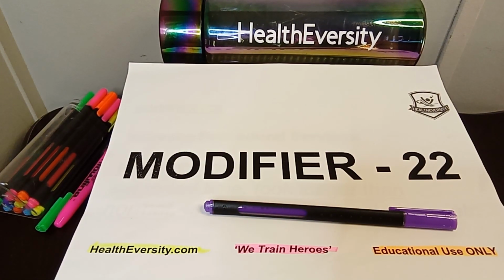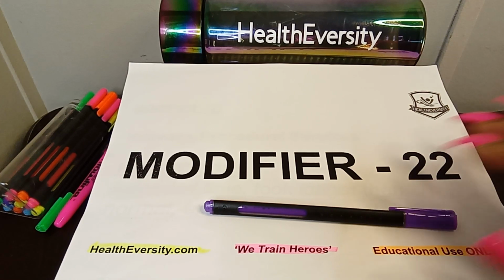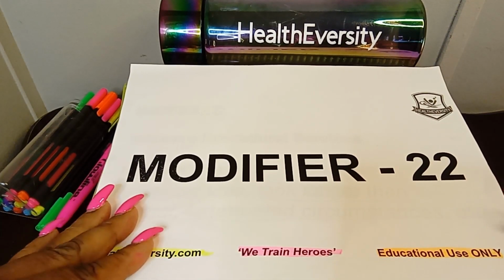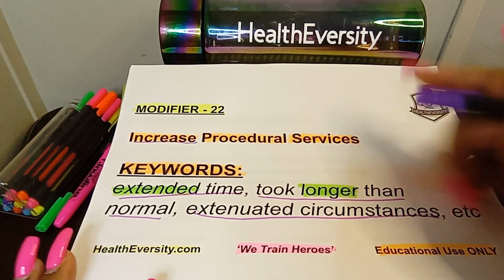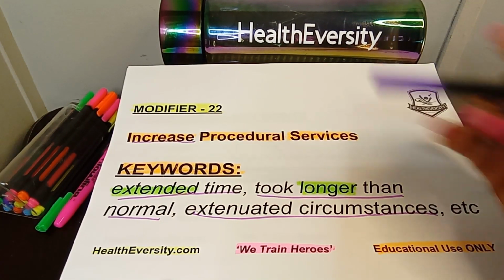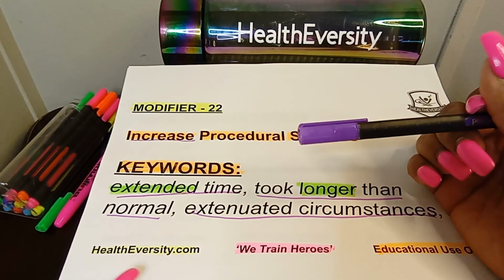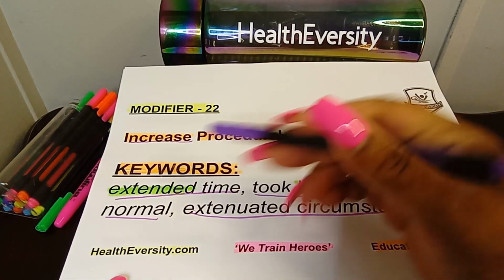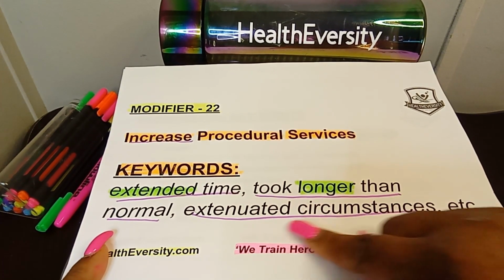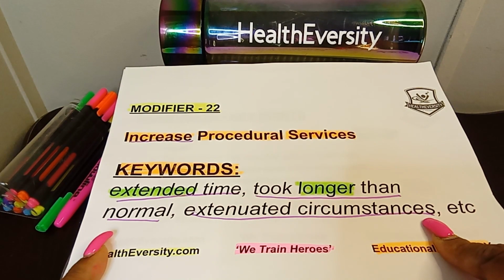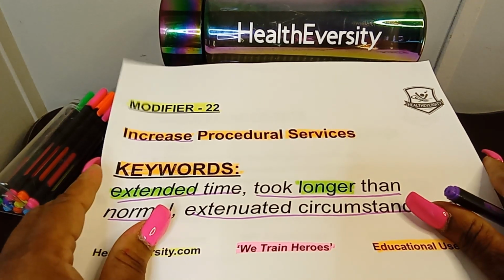Guess what? We are now ready to begin the modifier series with modifier 22. Okay, so let's jump right into it. Modifier 22, increase in procedural services. You see mine is all marked up because of how students study; I study, and I just kind of used to highlight. So it's extended time, it took longer than normal, or extenuating circumstances. So extended time, why it took so long.